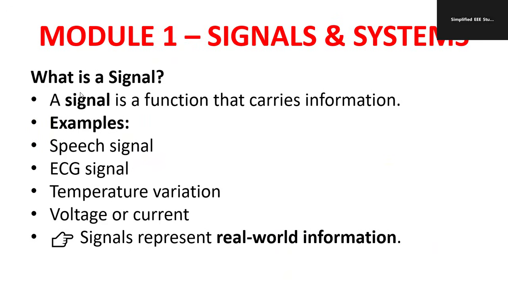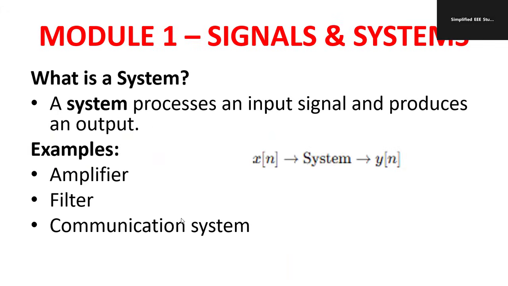You need to study what the definition of a signal is. A signal is a function that carries information. Examples: speech, ECG, temperature variation, voltage or current all come under signals. Signals represent real world information.